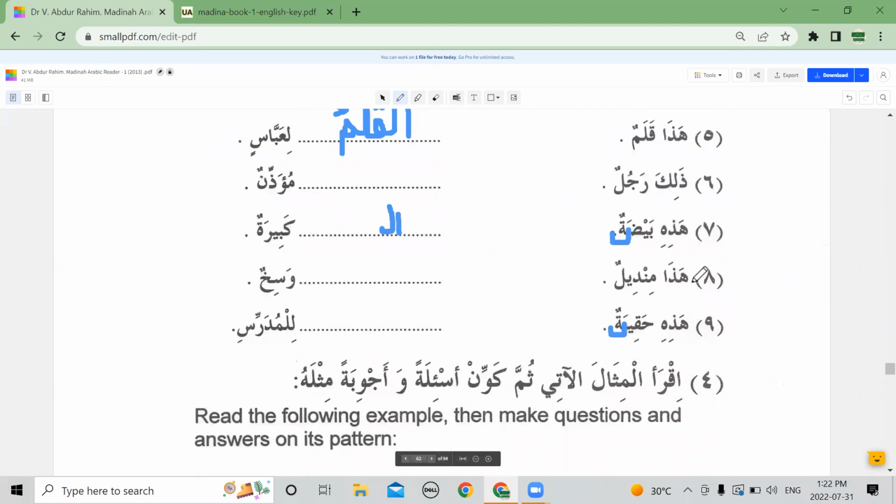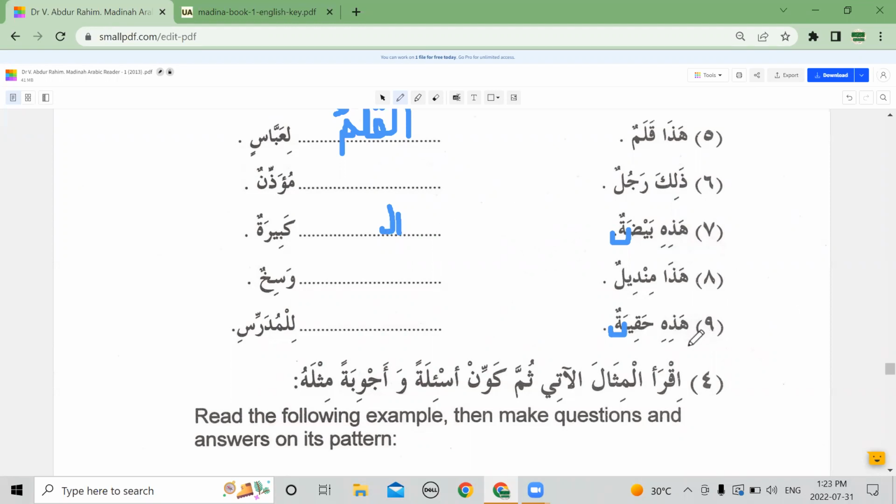Next. هذا منديل. What does منديل mean? Mindil means handkerchief, like a small towel. Or a tissue, right? هذا منديل. هذا المنديل وسخ. Good job.